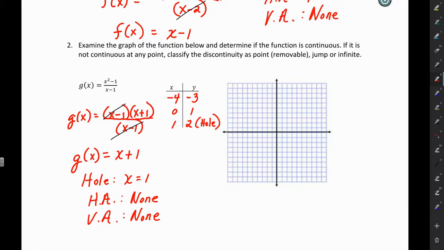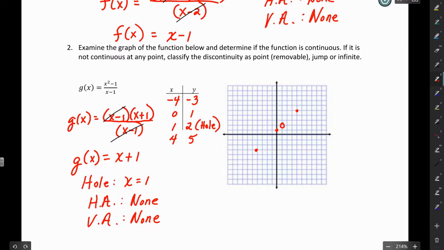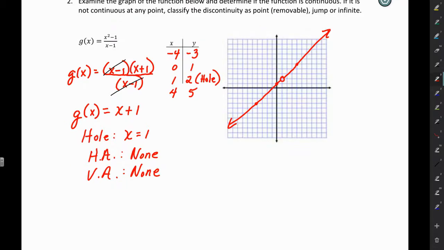And let's just put one more point in there for fun. I'm going to pick 4. 4 plus 1 is 5. Okay, so let's plot all of those points. And you can see that at the value of x equals 1, I've drawn an open circle. All right, we have our graph all drawn here.